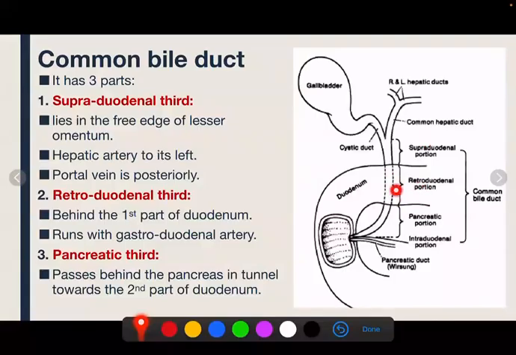The retroduodenal part is behind the first part of the duodenum and runs with the gastroduodenal artery. And the third part, or the pancreatic part, passes behind the pancreas in a tunnel toward the second part of the duodenum. This is why carcinoma of the head of the pancreas will compress the common bile duct, causing early detection of this cancer by causing obstructive jaundice.